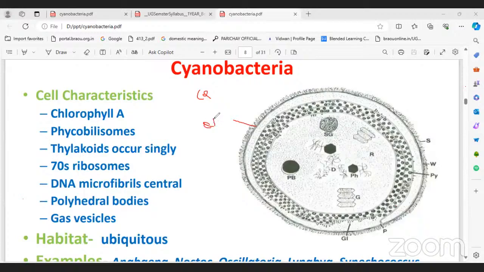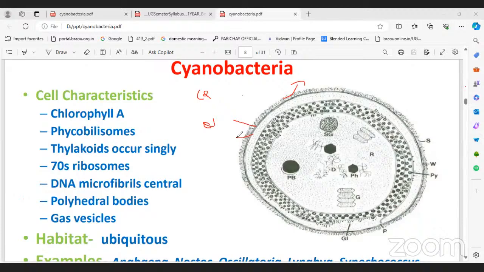This is the cell wall. And the cell wall, in some of the cyanobacteria, is covered by a capsule also, like this. This is the capsule, this thick strip: cell wall and capsule. After that, the inner layer called the plasma membrane. And then the cell organelles.